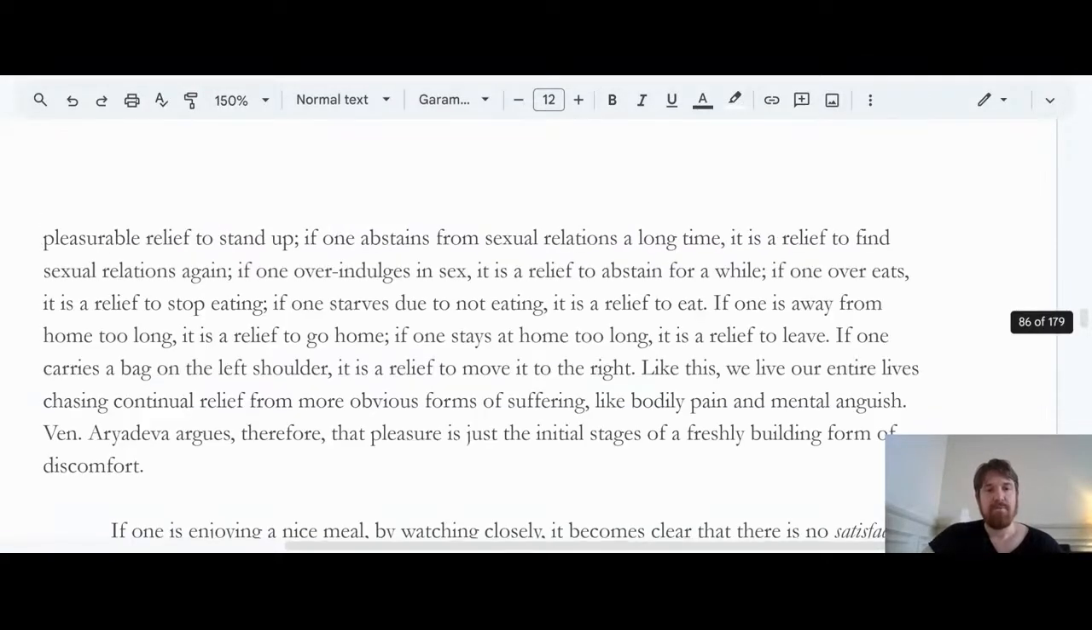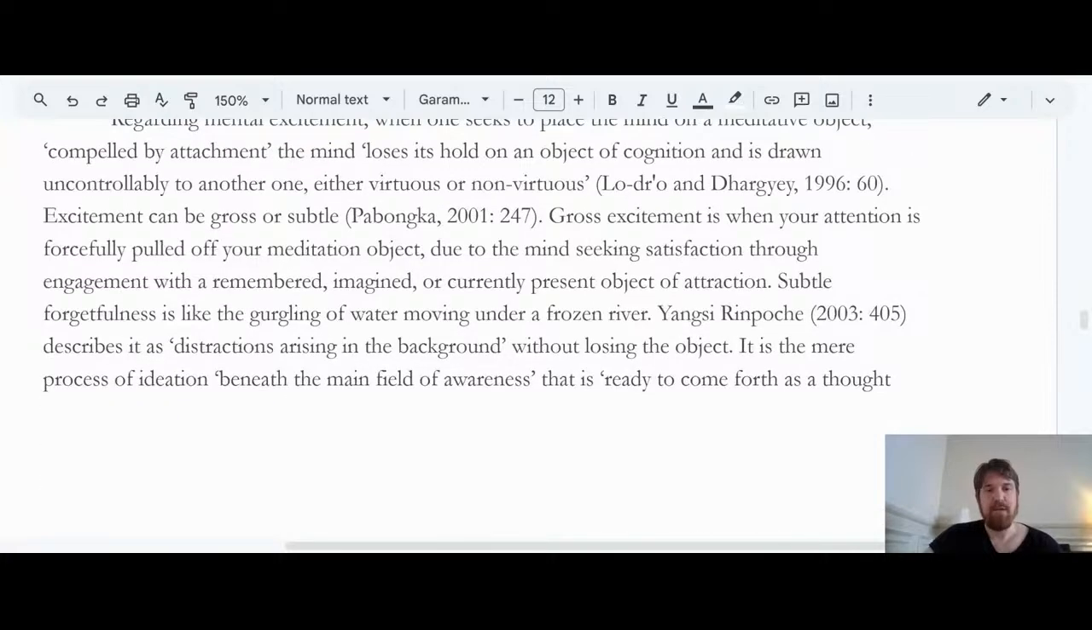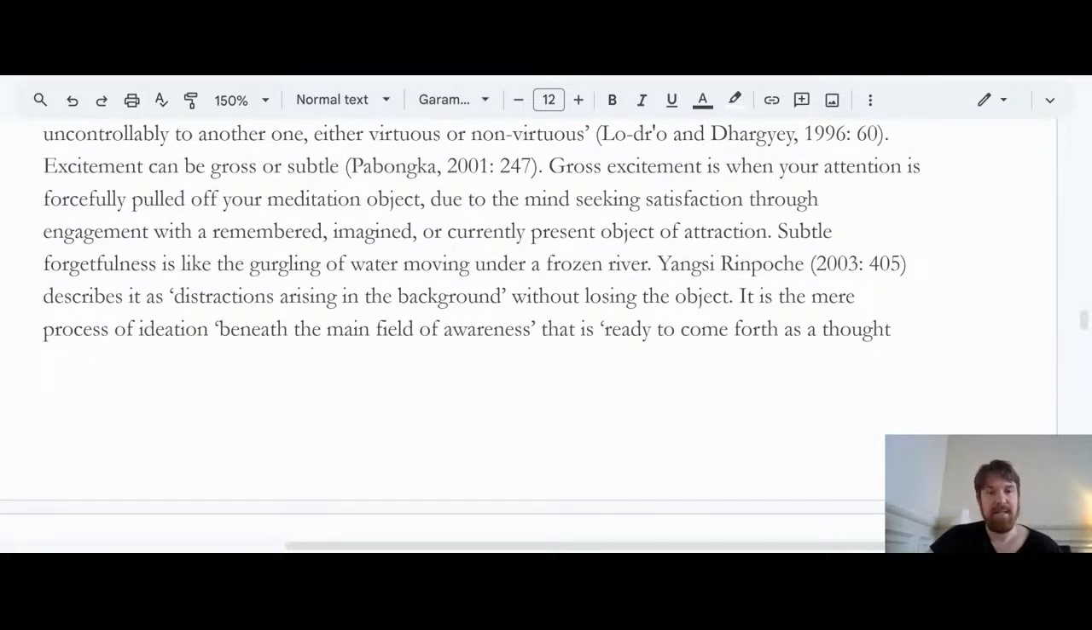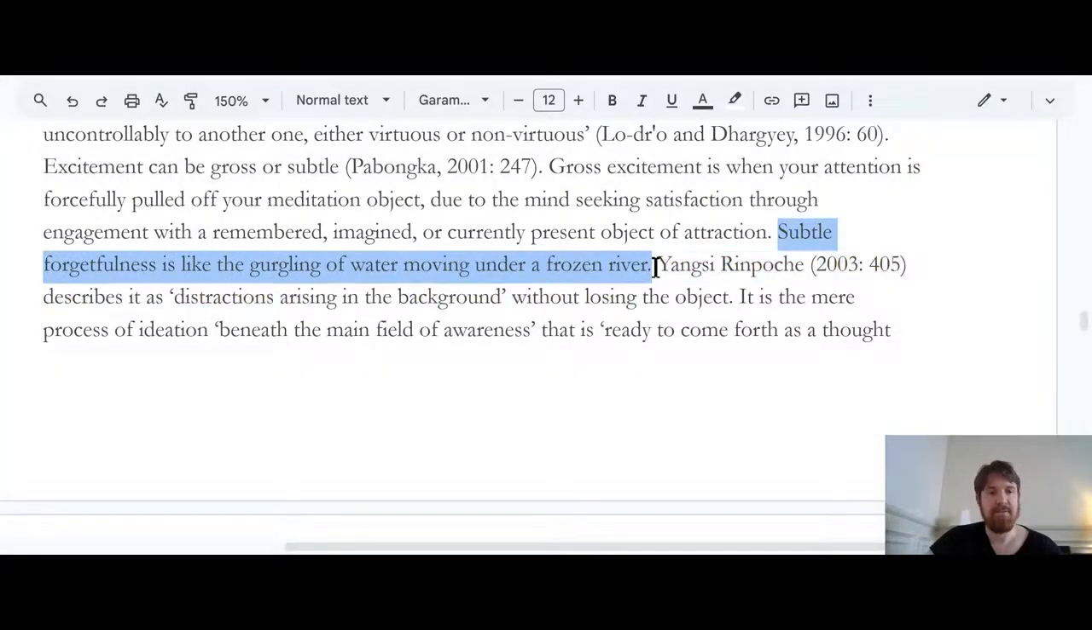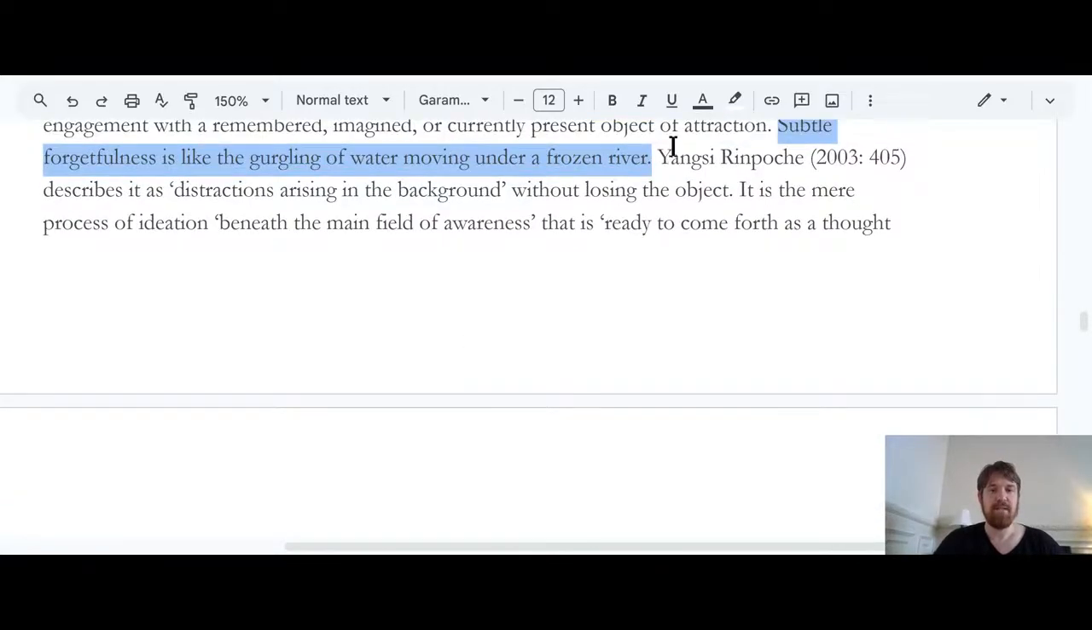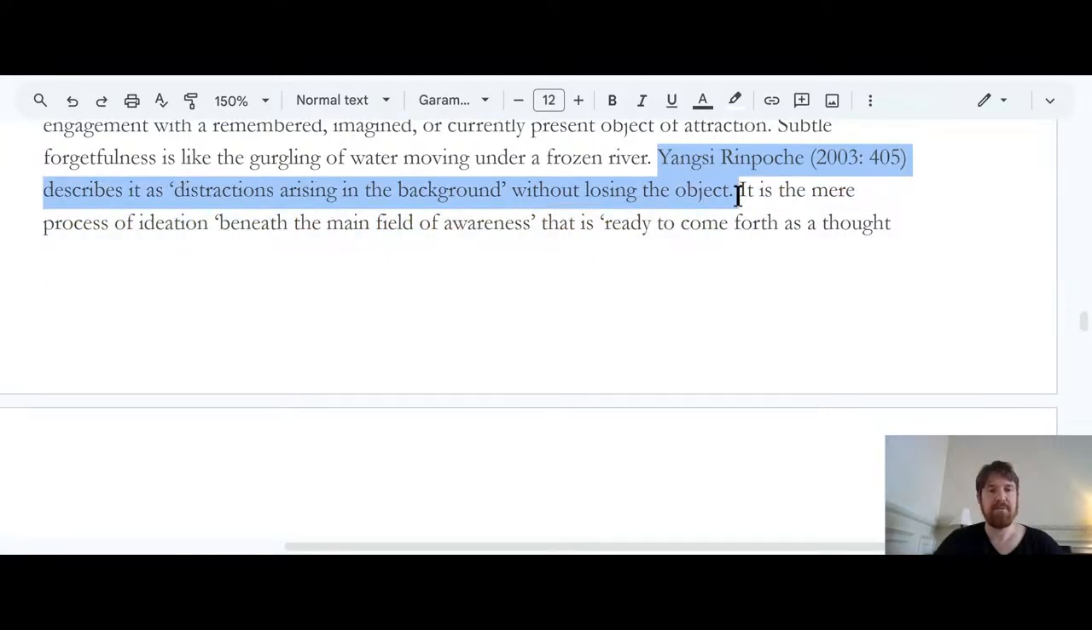Okay, so then there is subtle excitement, in which your mind doesn't leave the object, but this is described as subtle forgetfulness. Subtle excitement is like when you have a frozen river and there's water underneath it and you can hear it gurgling. So Yangtze Rinpoche, who's a really fantastic reincarnate Lama who runs the Maitripa Institute, says it's like you have distractions arising in the background of your mind. Okay, so this is actually pretty advanced. I'm going to lay out the stages of meditation in the preceding classes.